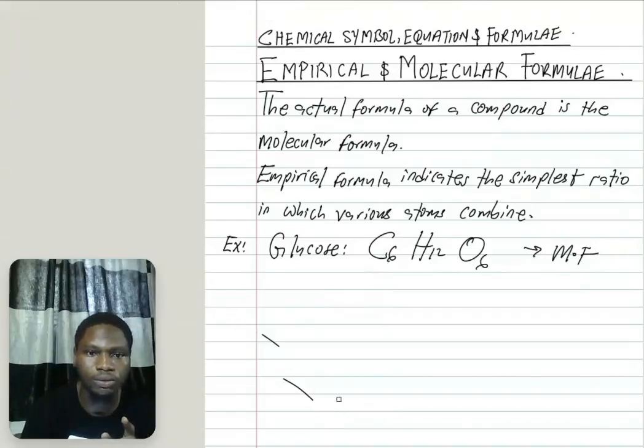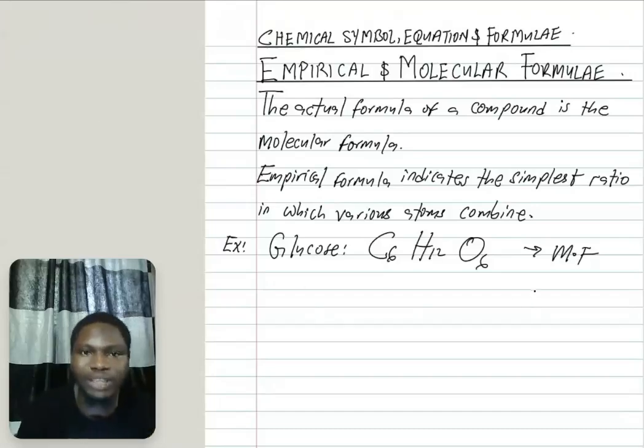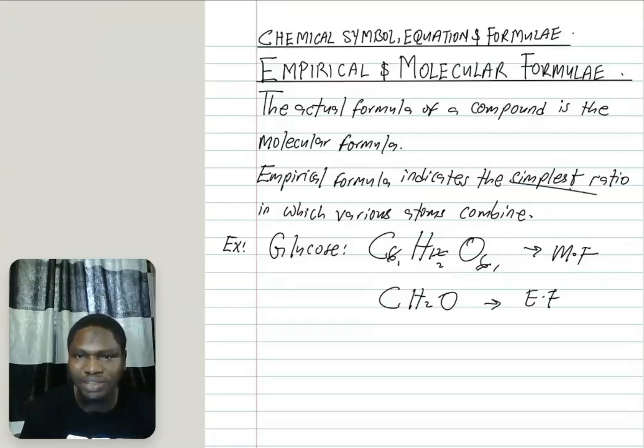So let's look at the concept here. Now, this is the molecular formula. The empirical formula is for you to take these numbers to the simplest ratio. That is, if you observe, 6 can go in all of them. 6 here 1, 6 here 2, 6 here 1. So this CH2O that you see here is the empirical formula. You can see the simplest ratio at which they combine is 1:2:1. So that's what we call empirical formula.